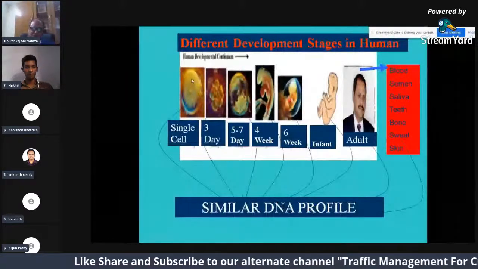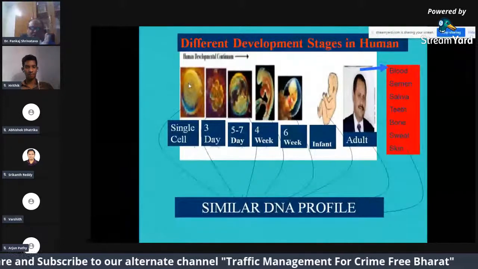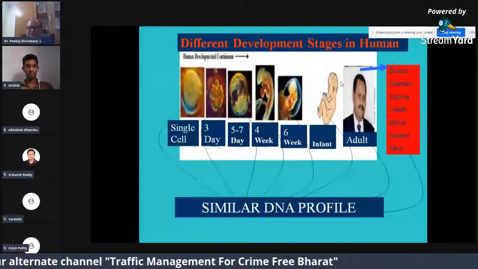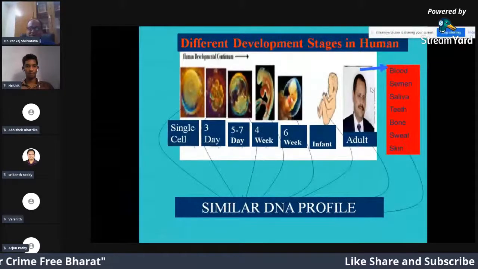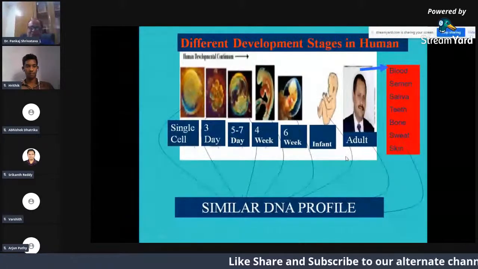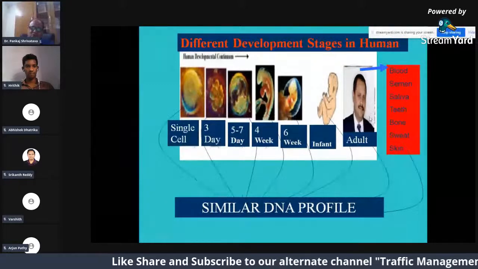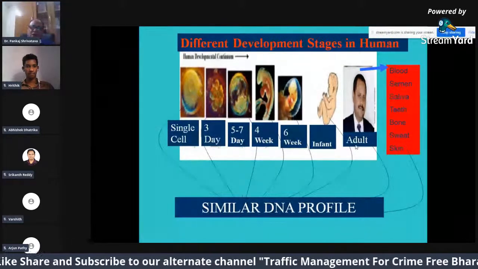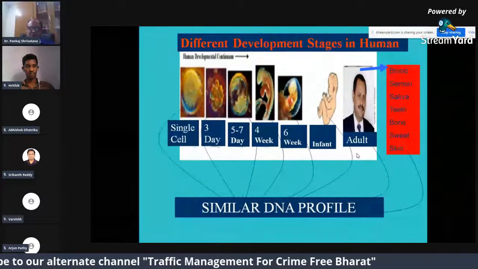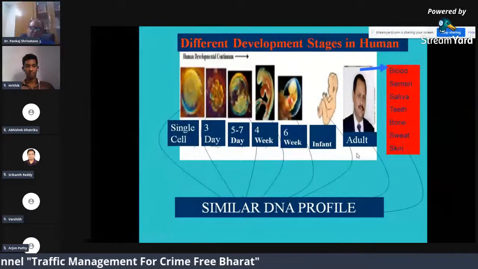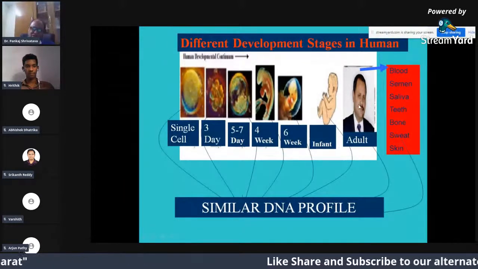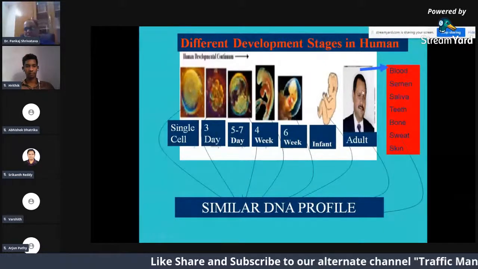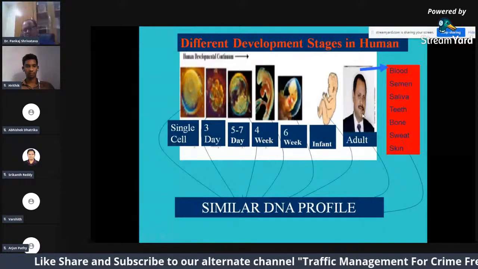So now when this single cell, after a period of 9 months, gets developed into this child, and this child attains a certain age. Okay, so it doesn't matter how old you are if you practice DNA technology, because from all the cells of this body, this man's body, this is my picture actually 10-15 years back.